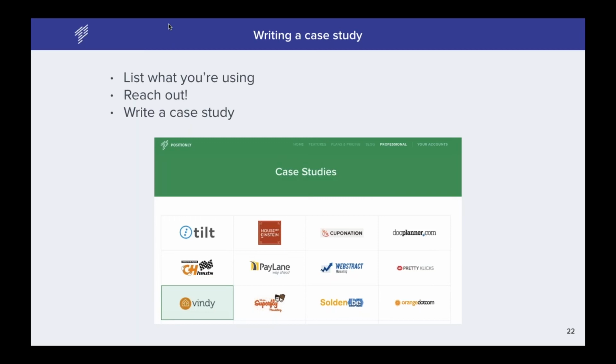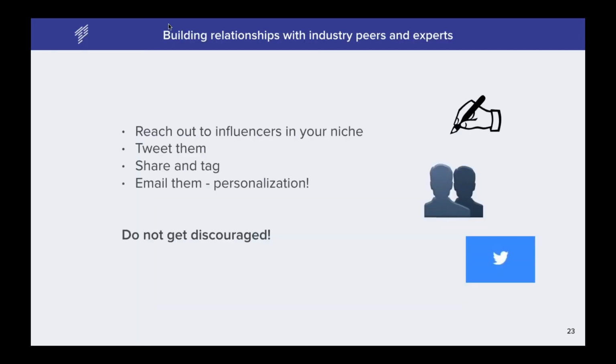Okay, moving on. We also have building relationships with industry peers and experts, and definitely a great idea would be to, because eventually you would like to become an influencer. I would assume you would like to become an influencer eventually. So make sure you first try to reach out to influencers in your niche and just start building this relationship.